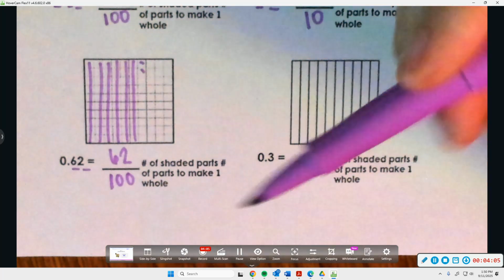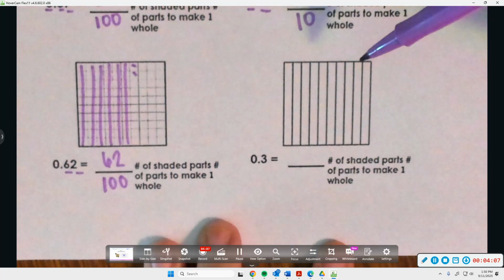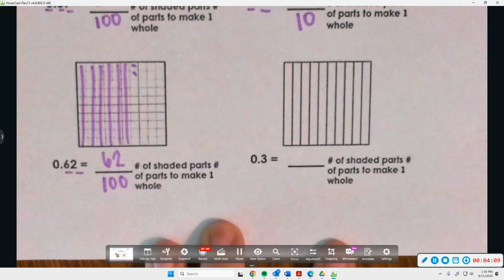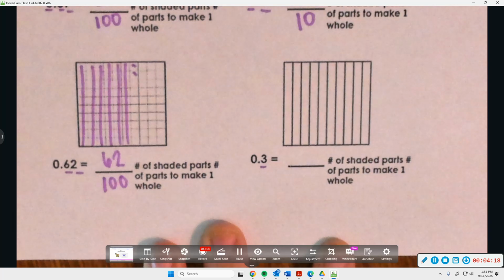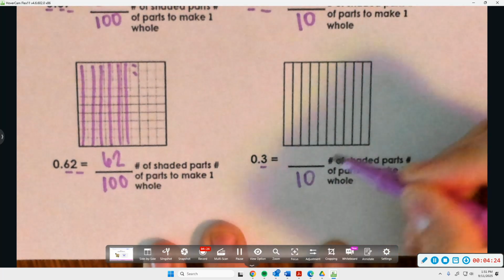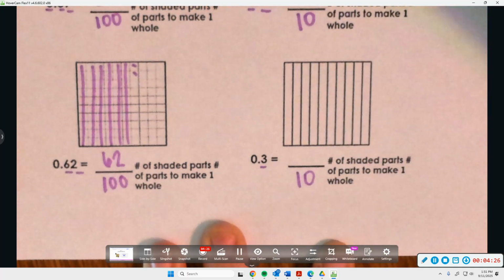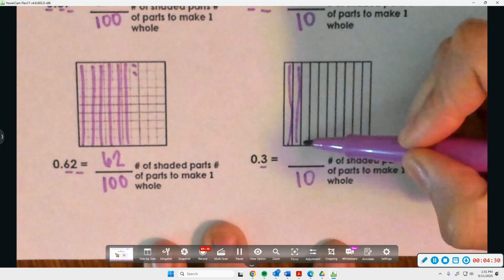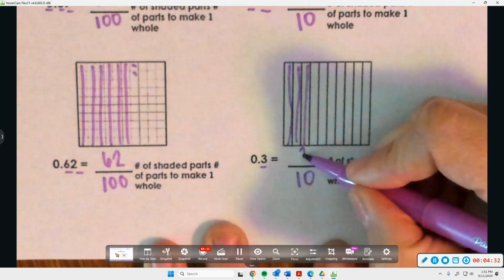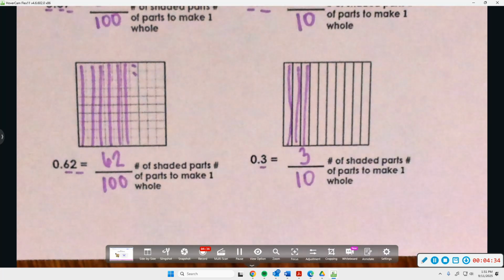All right. And the last one. How would I say that decimal? Everybody. 3/10. So if it goes to the tenths place, what would that denominator need to be? 10. And how many tenths am I shading? 3. 1, 2, 3. So 3 out of 10 are shaded.